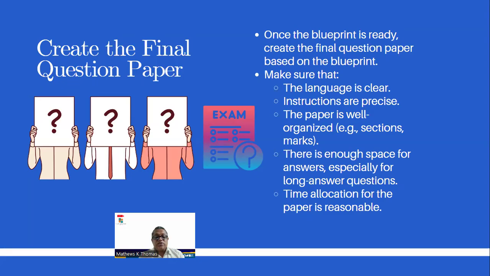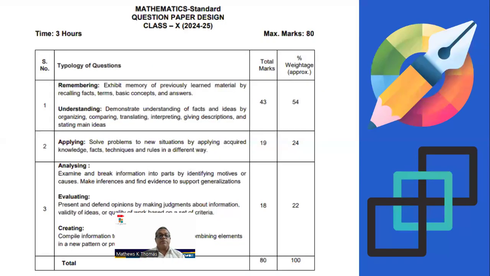The paper sections, the general instructions should be properly explained to the students before the questions, that section A carries so many marks, section B is so many marks. If there is a word limit, put that. And write down the total time allotted, total marks and all that. There should be absolute clarity in your question paper.